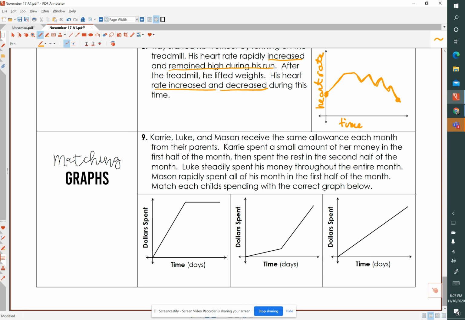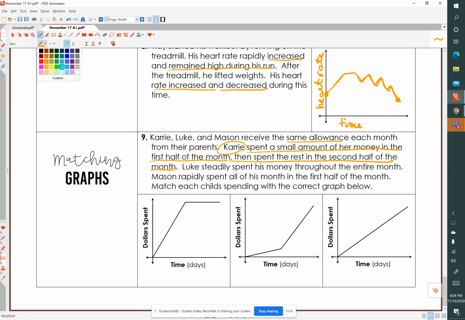Okay, we have Carrie, Luke, and Mason. We're going to match some graphs to Carrie, Luke, and Mason's scenarios here. So they each get an allowance, and they each receive the same amount each month from their parents. Well, what did they do with it? Carrie spent a small amount in the first half of the month, and then she spent the rest in the second half of the month.